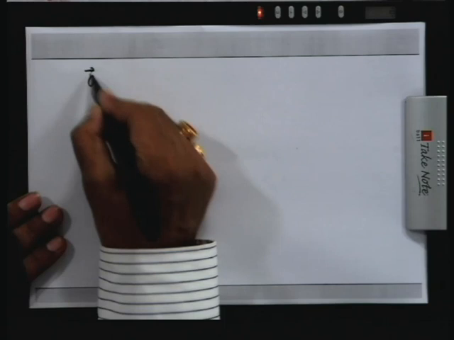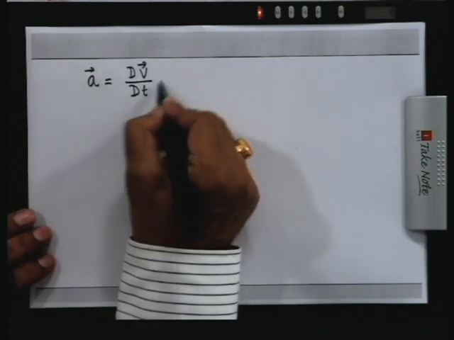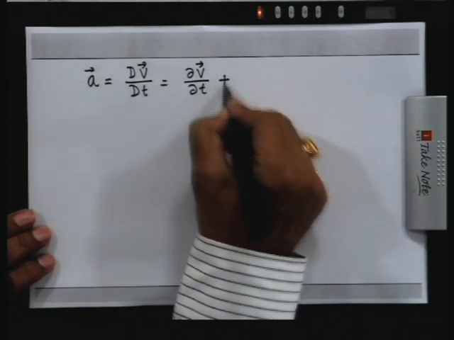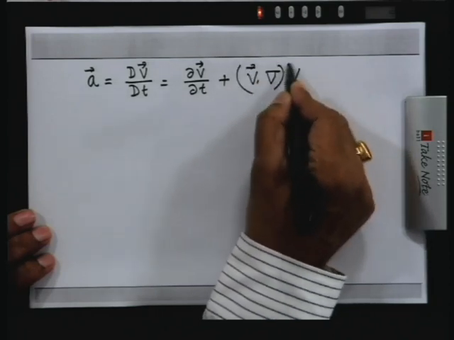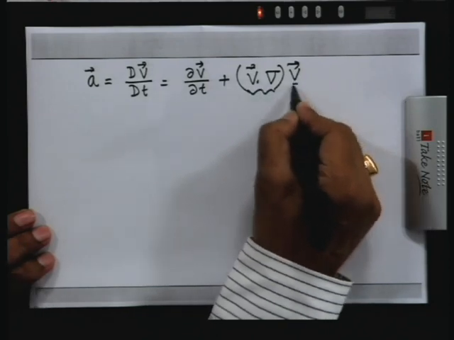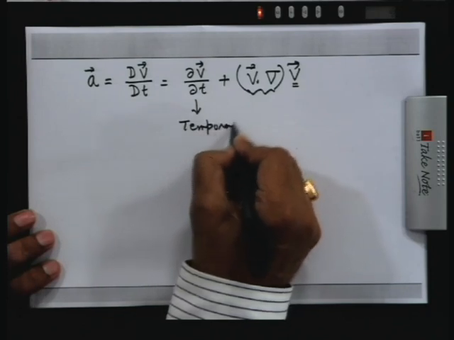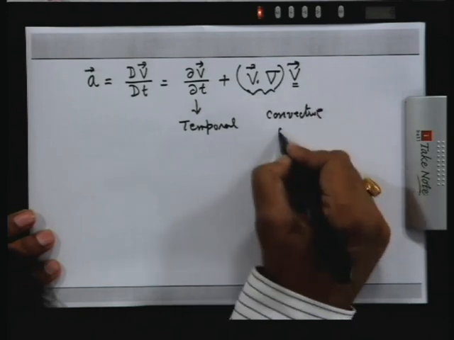And if we write this in a general expression, we can write this in vector form, which is very much needed today: the acceleration vector is Dv/Dt, which is equal to its temporal part, that is the temporal acceleration, plus the convective acceleration. This vector operator v dot grad operates on the velocity vector. This is the temporal acceleration and this is the convective acceleration.